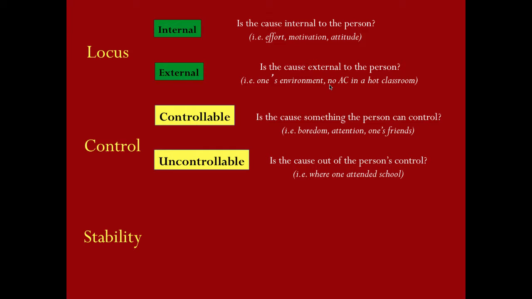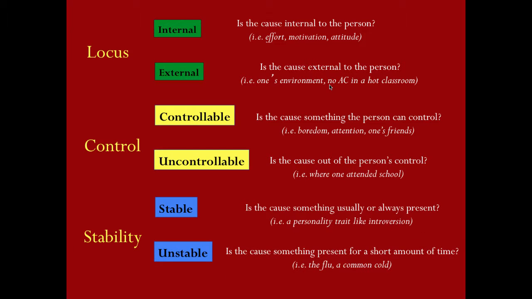With stability, we attribute the causes of our successes and failures to something that is stable or unstable. Something that is stable is usually present, such as a personality trait like introversion or extroversion. With something that is unstable, it's more acute or is not usually there, like the flu or the common cold, that may interrupt your ability to think and learn.